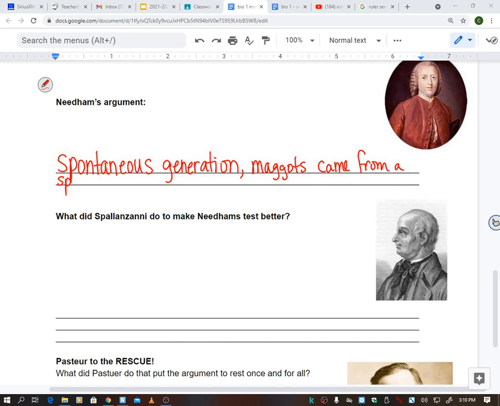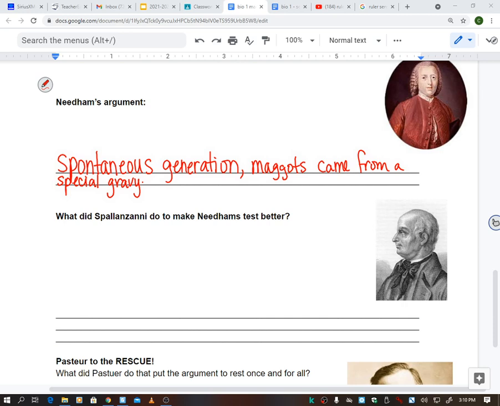Now I don't know why people thought this, and for instance the special gravy, because obviously Reddy did not have a special gravy, but he still got maggots. But he said you had to have the right conditions, and that spontaneous generation did occur under the right conditions. So Spallanzani, another scientist, was like, okay, well, I don't believe in this, but I also think that we could do better. He was like, I'm going to prove Needham wrong. So he did use this special gravy.